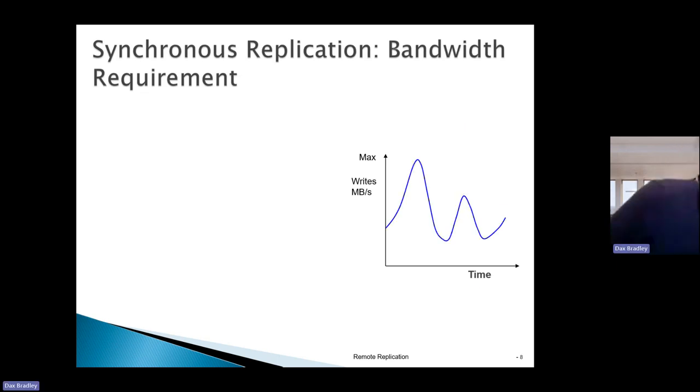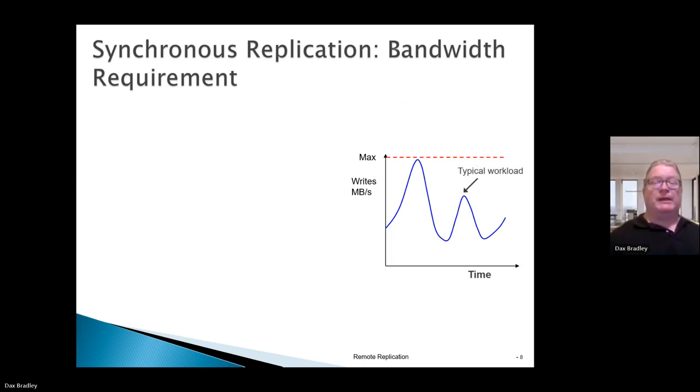In synchronous replication, the bandwidth requirement goes a little bit like this. We have a maximum, and right in the middle of this wavelength is your typical workload. The required bandwidth has to be at the level of the greatest frequency.